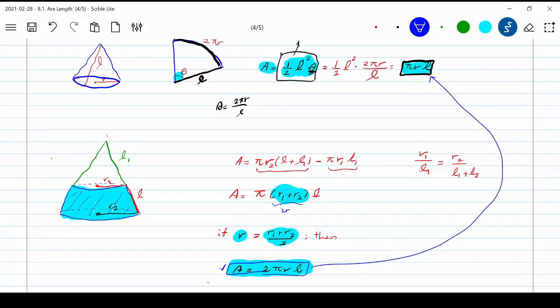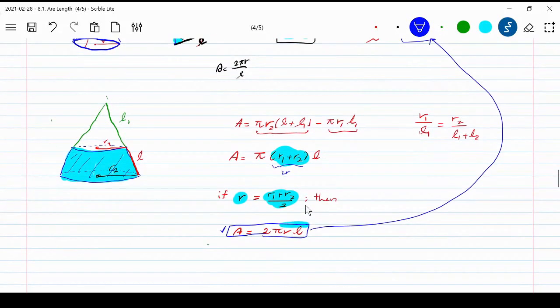If your cone is full, then the upper part of the cone has radius 0. So the average of R plus 0 divided by 2 is basically R half. So when you replace R half into this equation, instead of R, what you get is 2 times pi times R half times L. The 2's will cancel out, and simply you'll get again pi RL. This is if you have the full cone.